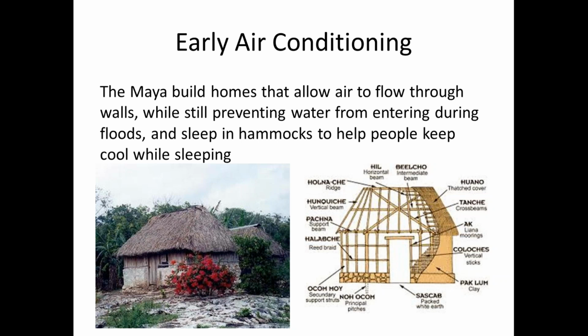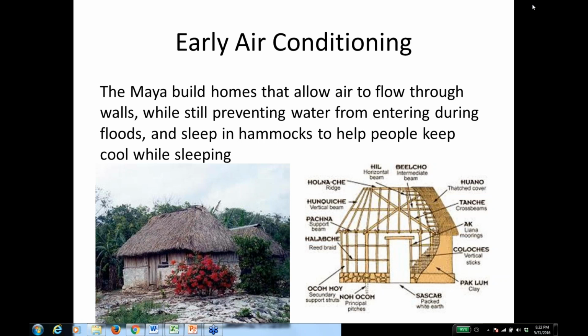So in addition to building their homes in a way that allows air to flow through, people actually sleep in hammocks as well. Again, this is still done today in many of those regions, as a way of keeping cool when they're sleeping. When you're sleeping on a mattress and it's 100 degrees out, there's no airflow around your body underneath you, especially if you're sinking into the mattress. Whereas if you're sleeping in a hammock, essentially air is flowing on all sides of your body. It helps keep you cool.